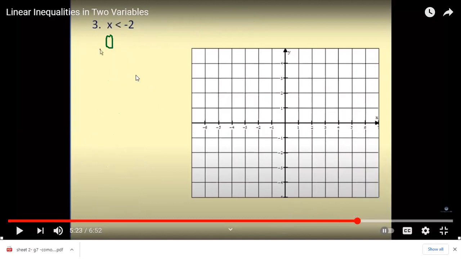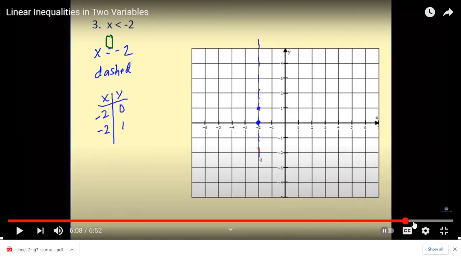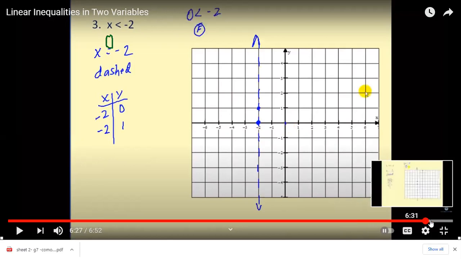You're welcome, honey. How can we represent this one? x is less than negative 2. We are going to use the same method. If I represent it graphically, it will be a line, right? Will it be a dashed line or a solid line? Dashed. This one will be a dashed line. It will be a parallel line, dashed, and since it's less than, we will shade the area on the left side.